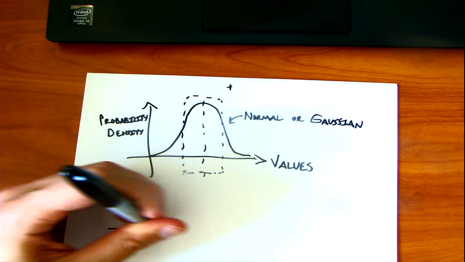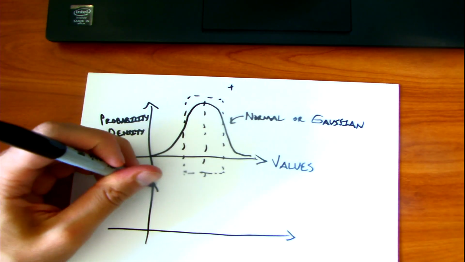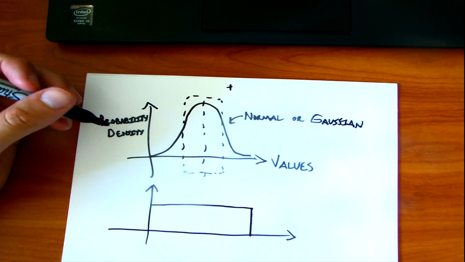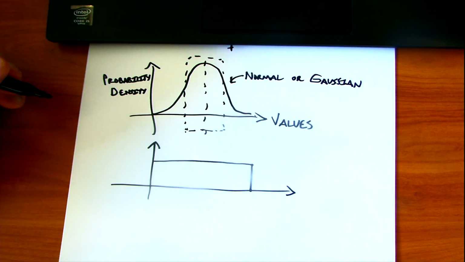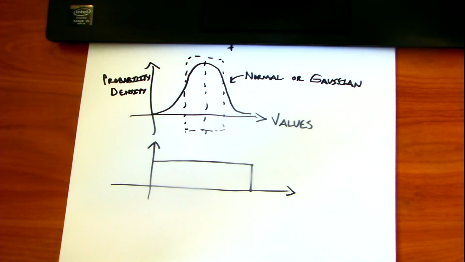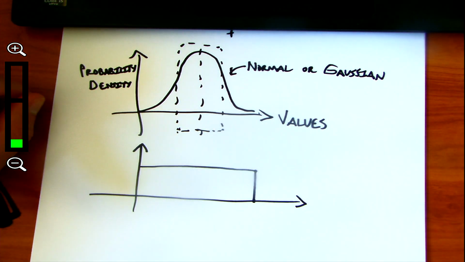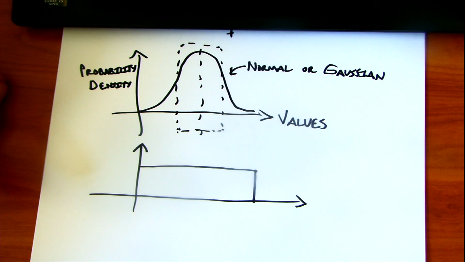We also talked a little bit about a uniform distribution, which essentially says everything has an equal chance of occurring. No result is more favored than another, the way it is in a normal distribution. This is what Excel's random number generator spits out.